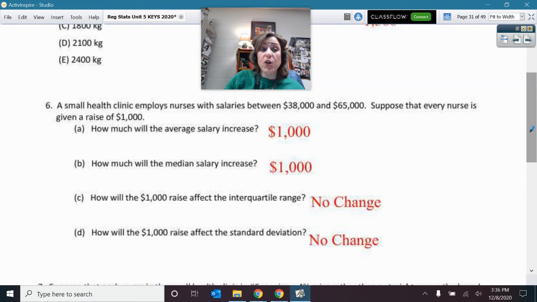All right. Here we had everything just raising $1,000. So all that is addition of $1,000. Okay, so actually that's backwards for me. So that's adding $1,000. So that does not change the spread. So the average will increase 1,000, the median will increase 1,000, but the $1,000 will not affect the range, the IQR, middle 50%, not changed, and the standard deviation is not changed. The spread is not changed.